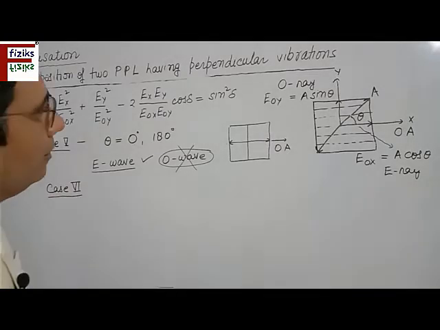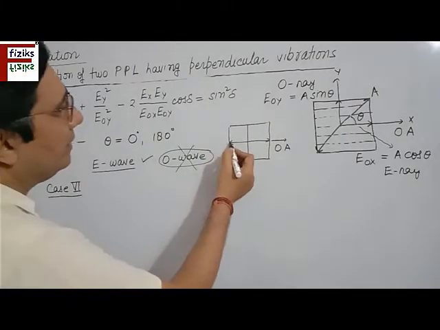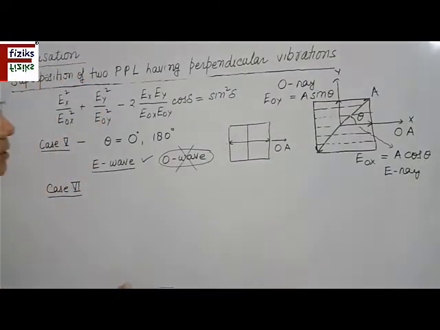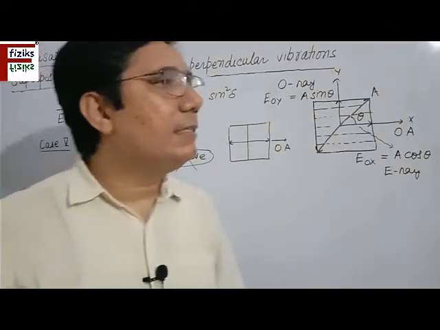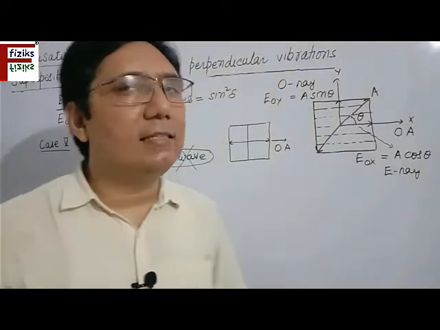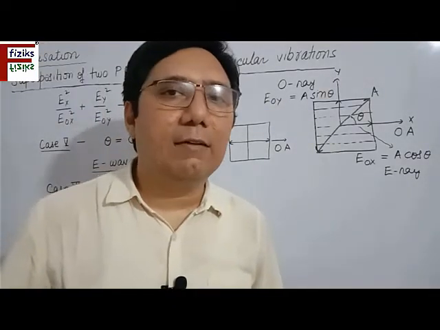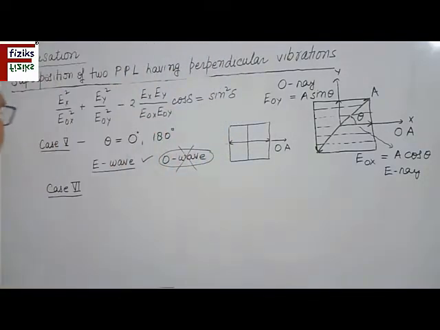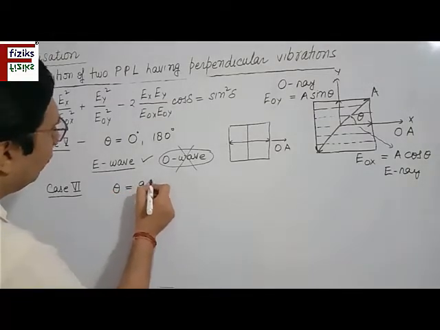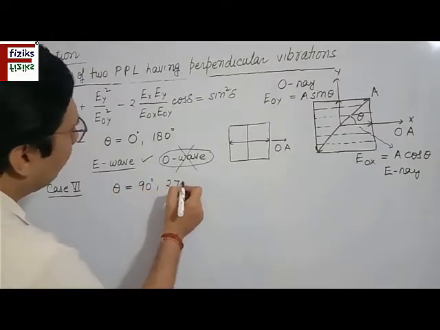Case 6. In case 5, we were saying that the electric component is parallel to the optic axis. So always remember, whenever the incident electric component is parallel to the optic axis, it will propagate as E ray, and on the emergent side we will have the same plane polarized light. So in case 5, if theta is 90 degree or 270 degree, then what will happen?